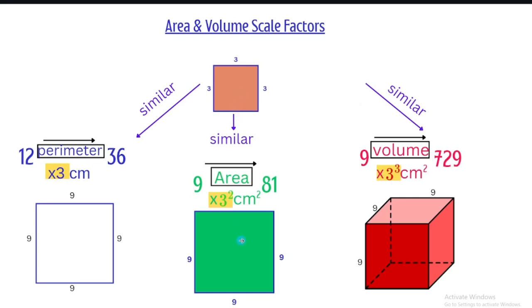Now let's talk about the area in similar squares. The small square has an area of 9 because the area is 3 times 3. The large square, which is similar to the small one, has an area of 81 centimeters squared. So how did the area grow from 9 to 81?